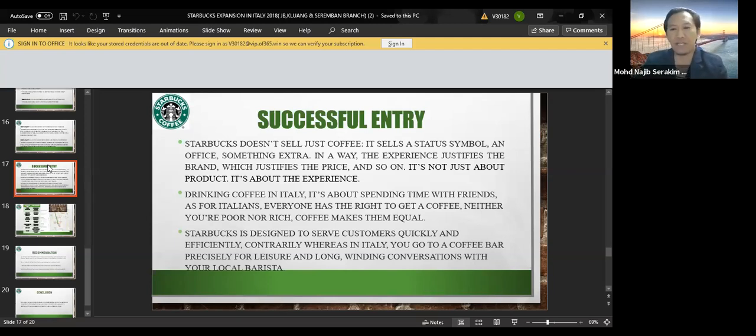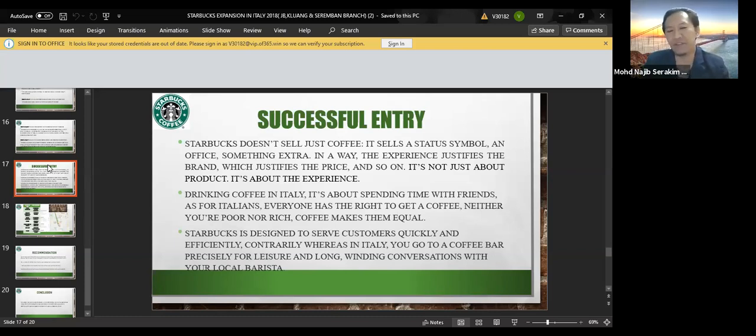Okay, Starbucks sells to customers quickly, but for the Italians, it is their culture to have a chit chat with their friends, to get along with the communities. The coffee makes them equal to each other. So it is not about style or anything. They just talk about friendship and equality.